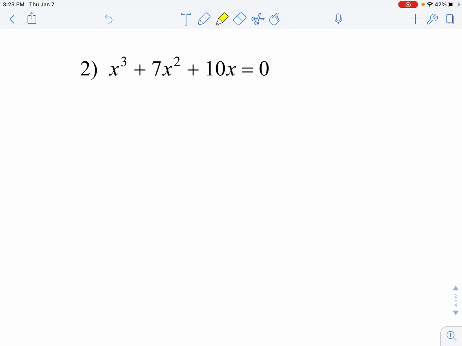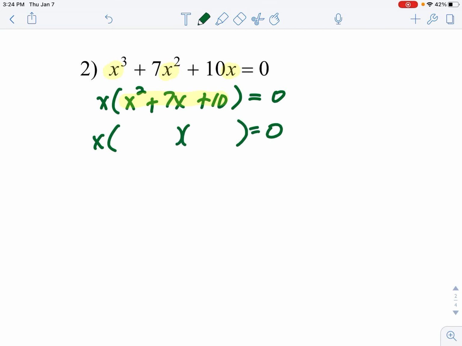Okay, problem number 2. All the terms have a common factor of x. So I'm going to factor out x. I get x squared plus 7x plus 10. And then this is a trinomial, so I can do trinomial factoring. x and x, what multiplies to 10 and adds to 7, that's going to be plus 5, plus 2. This is equivalent to what we did in the previous lesson. In the previous lesson, we'd stop here.